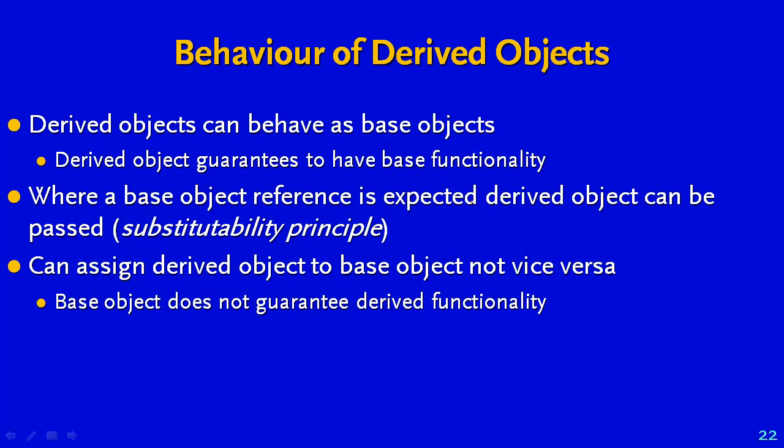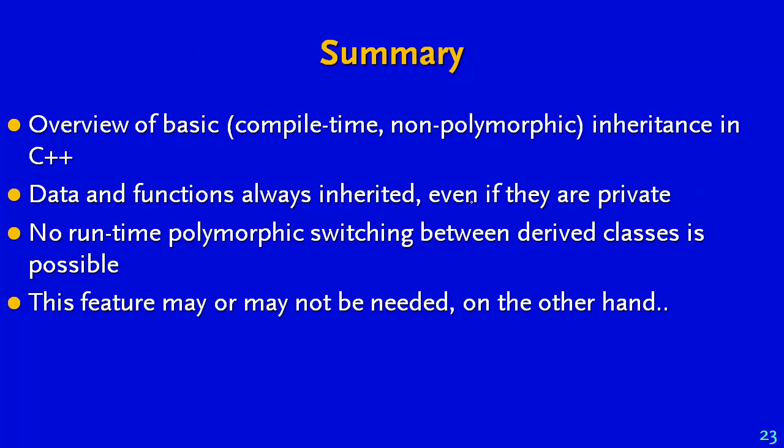A very important principle is the following. It's the so-called substitutability principle. If I've got a function which expects a reference to a base class, you can call the function with an object of any derived class, which is very powerful. It means you write your code once and it works for all derived classes which satisfy certain conditions. You can assign a derived class object to a base class object, but not vice versa. But we'll see in a moment what I mean here.